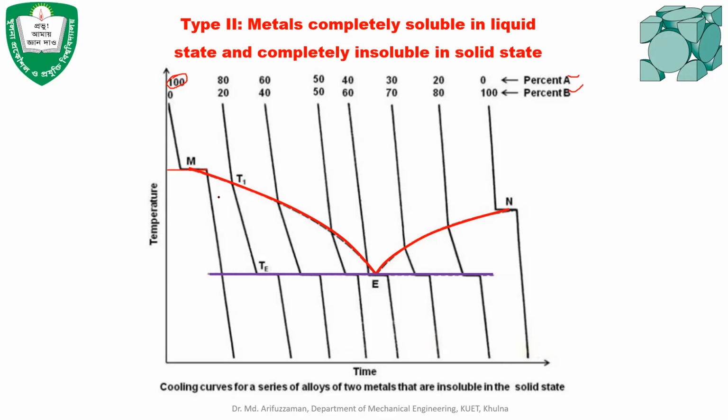But when we add metal B to metal A, that means 80% A and 20% B, then the freezing point temperature is decreased.